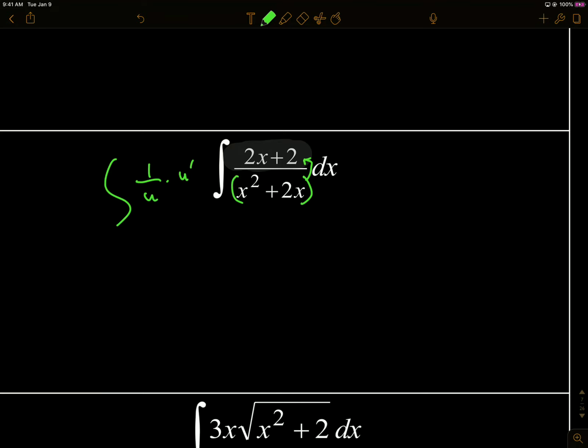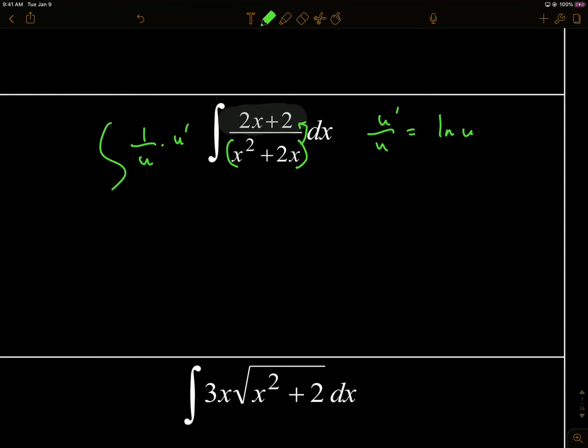And this one, they like to use a lot because it is kind of tricky to see. You've got to watch out for this one. When you have a u prime over u, when the numerator is the derivative of the denominator, remember that came from ln of u, right? The derivative of ln is u prime over u. So if I'm trying to integrate u prime over u, it's ln of u. This is one to just sort of remember. Now, is that exactly the derivative? It is, because the derivative of x squared plus 2x is 2x plus 2. It looks tricky at first, but if you can recognize it, it's just the ln of the inner function.